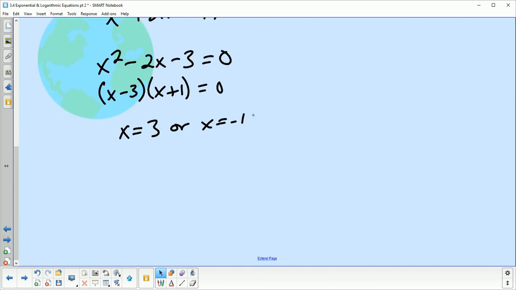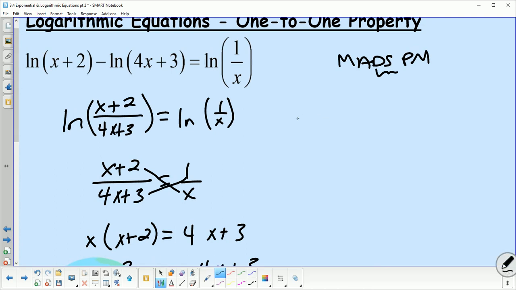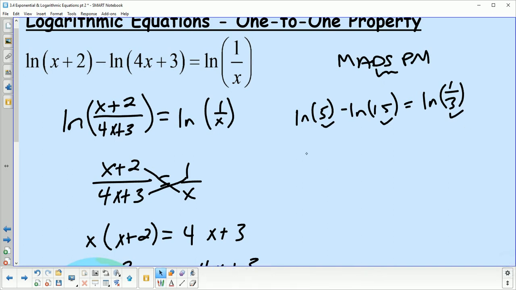Now, just because this is negative doesn't mean it's a problem. What means it's a problem is what happens when we plug these numbers in. So if I were to take 3 and plug it back into this original equation, I'd get the natural log of 5 minus the natural log of 15 equals the natural log of 1 over 3, which each one of these numbers is positive, so we're okay. No problems there. We'd simplify that. It'd be the same thing on both sides.